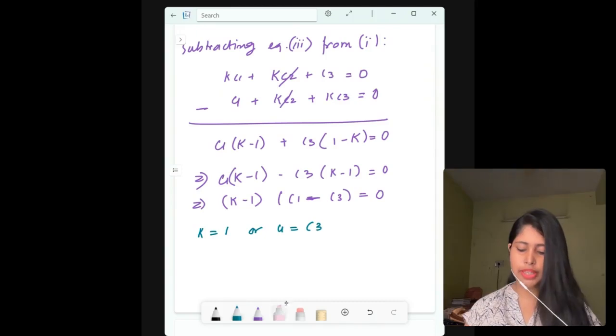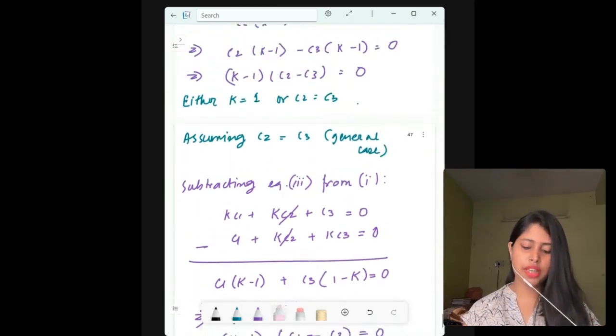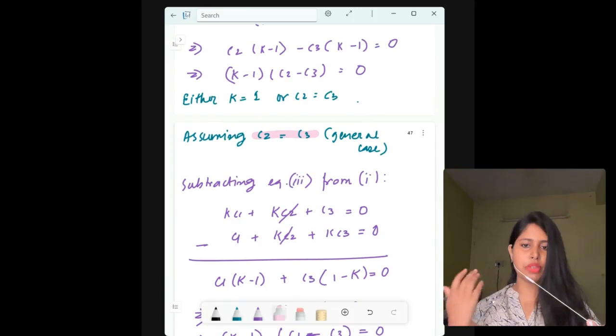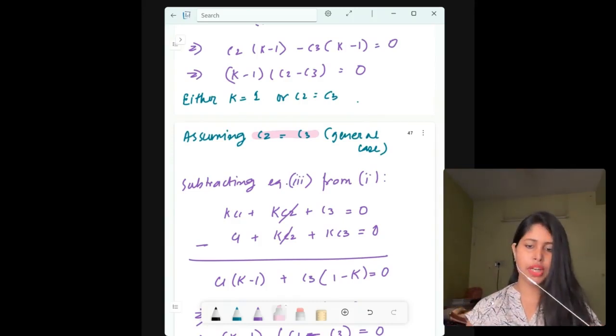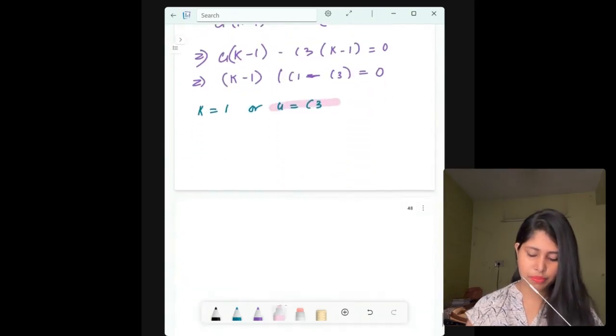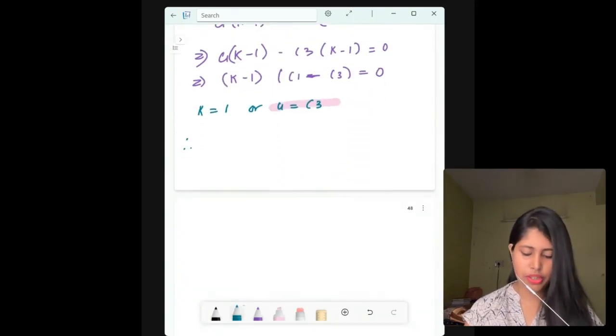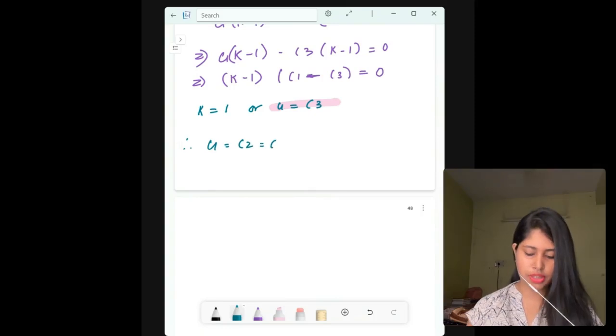So from here we can get that c1 is equal to c3 and c2 is equal to c3. So from these we can get that c1 equals c2 equals c3, right? So we will write it. Therefore, c1 equals c2 equals c3. This is a very important relation which we have got.